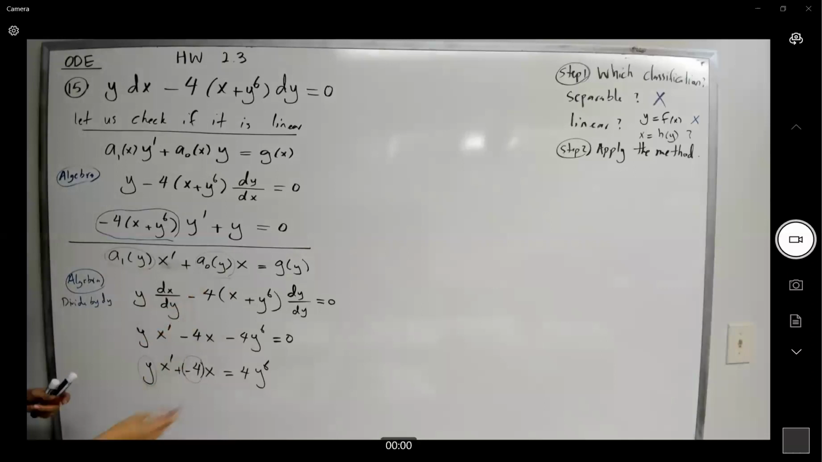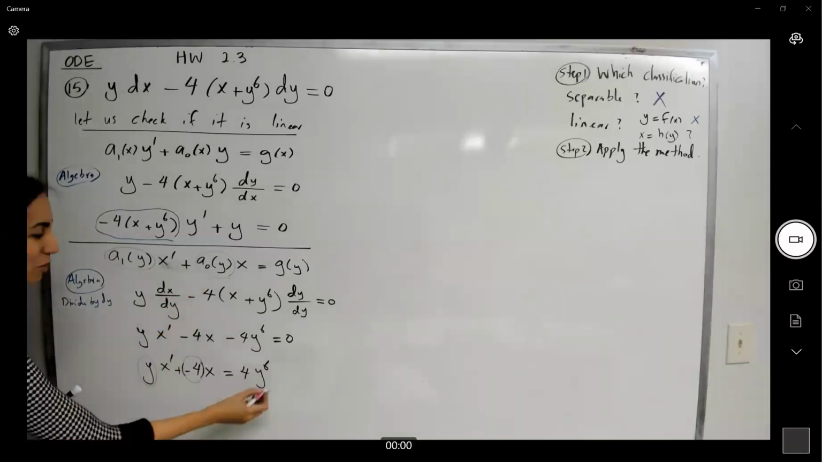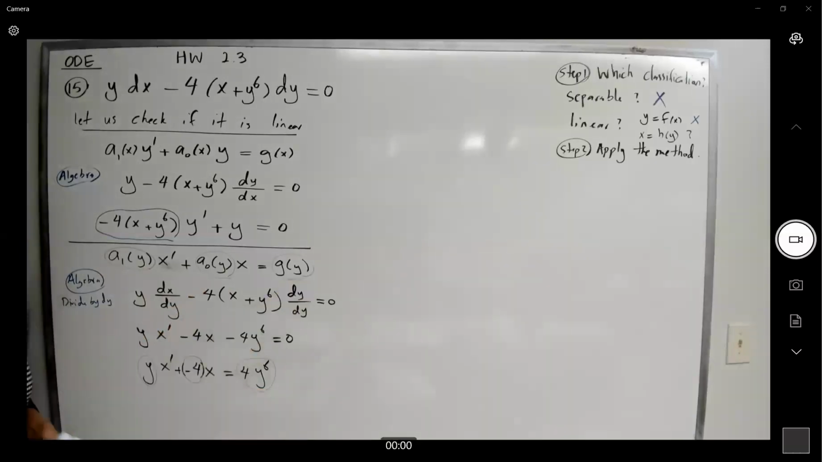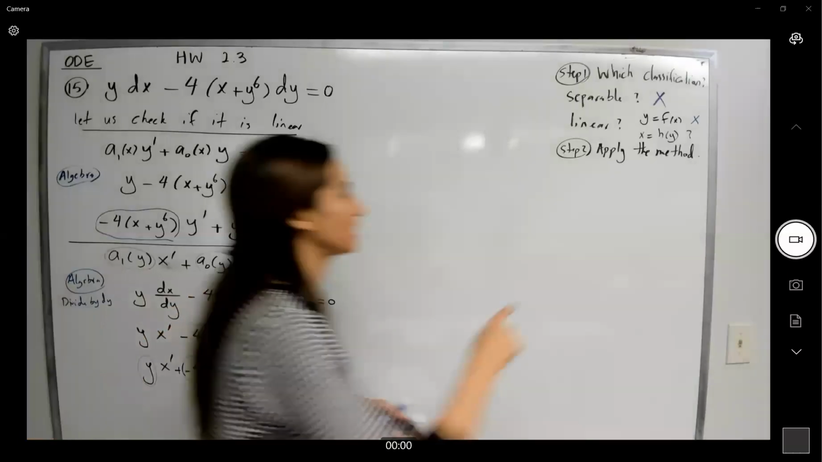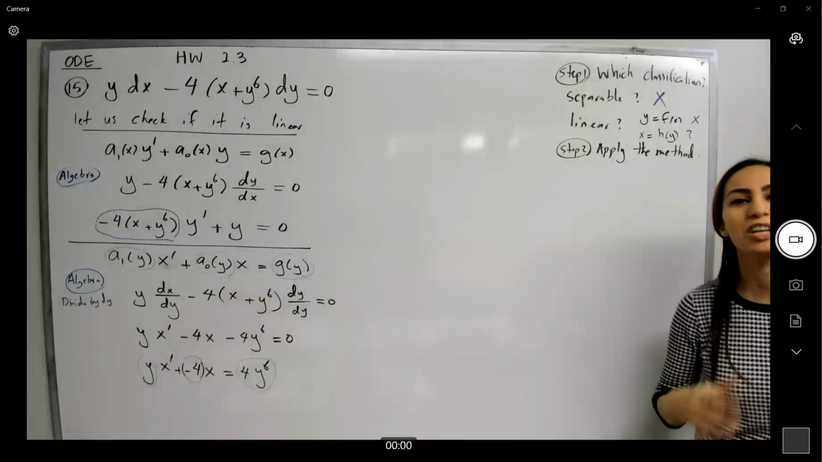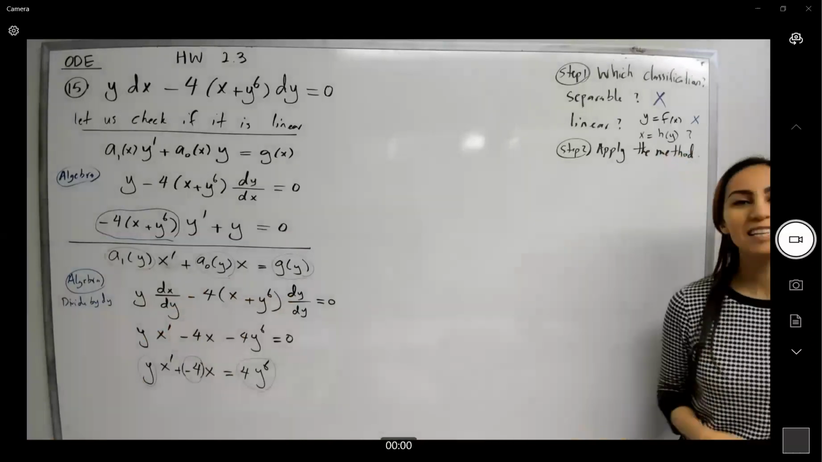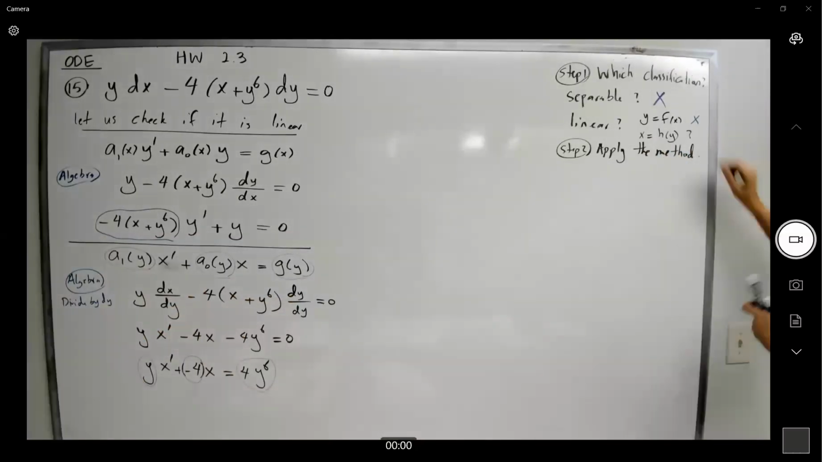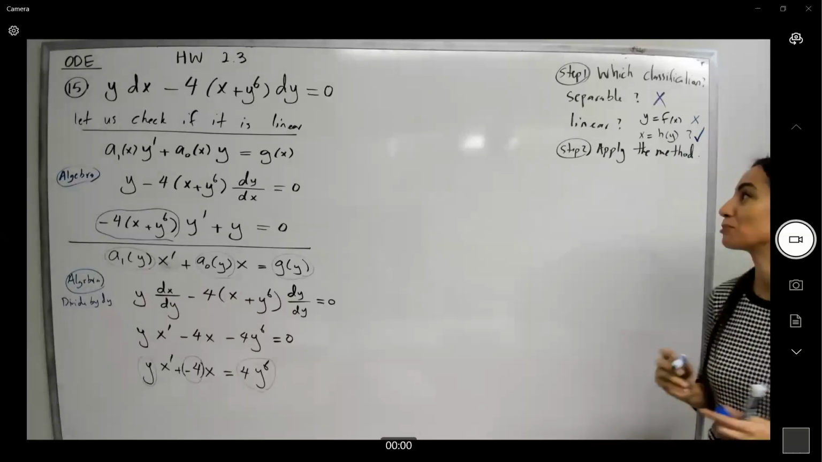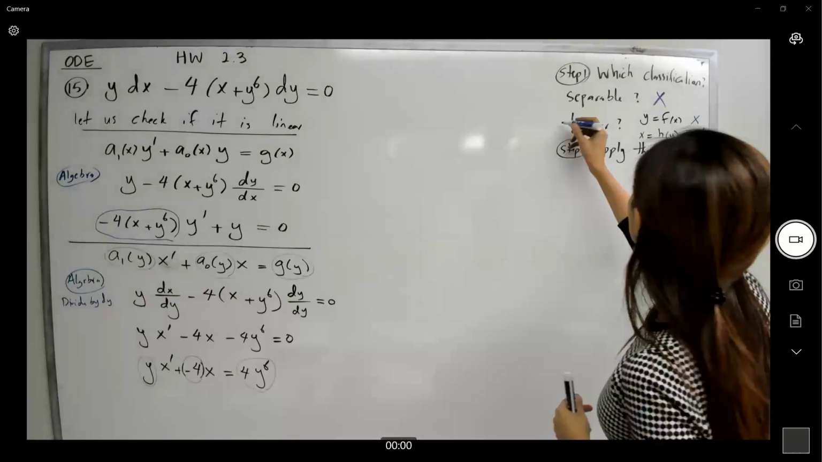And on the right hand side, you have a function in y, which is 4y to the power 6. Very good. So as you can see, if your x is written in terms of y, it means that x is a function of y, then this is linear. It is linear if x is in terms of y. So let's apply the method. Follow the steps. So it is linear.